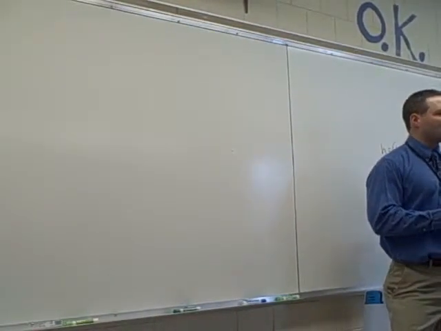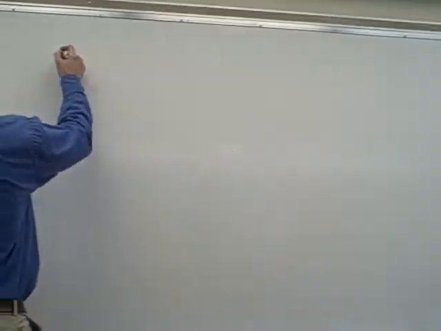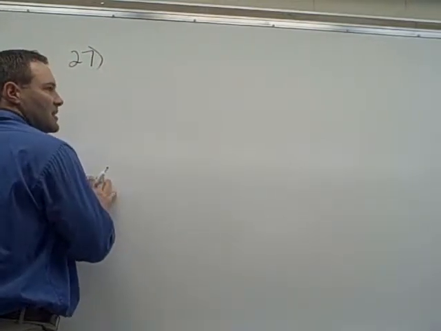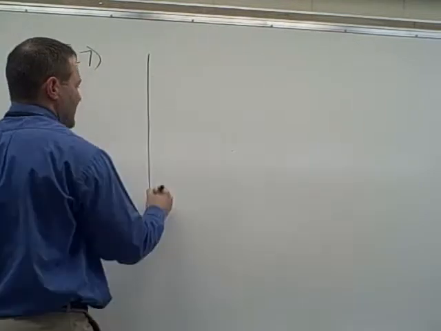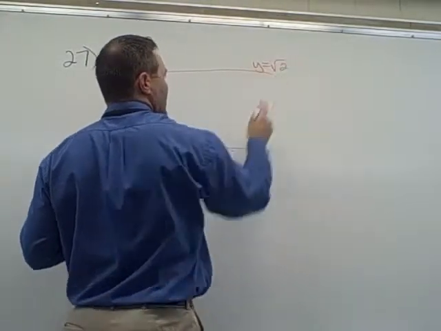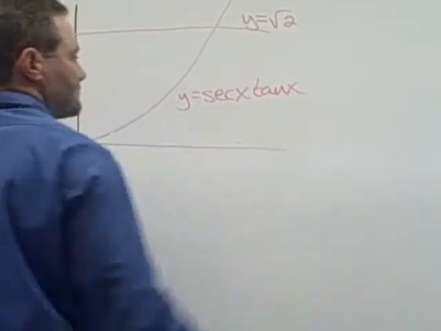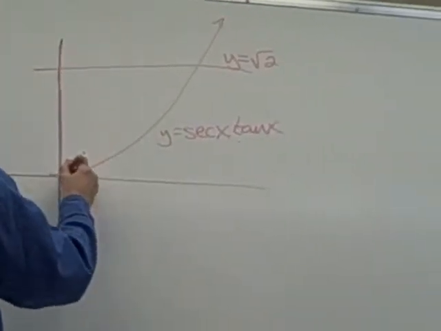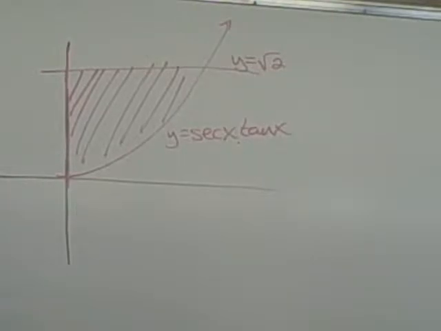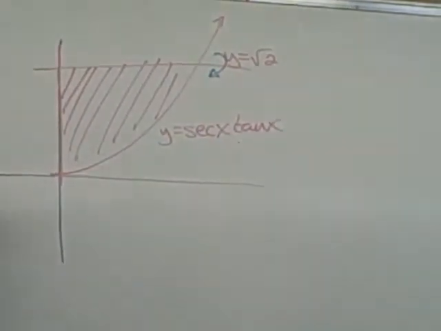Alright, let's do a problem where you revolve around something besides the x-axis or y-axis. I think it's number 27 in your assignment. If you want to look at it, it says: given the space, y equals the square root of 2, and y equals secant x tangent x, and the y-axis. This area, we're going to revolve around the line y equals the square root of 2.